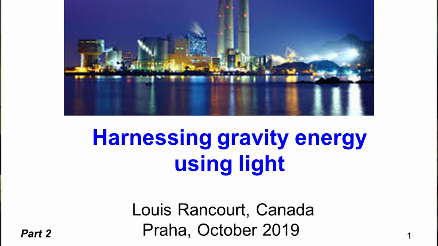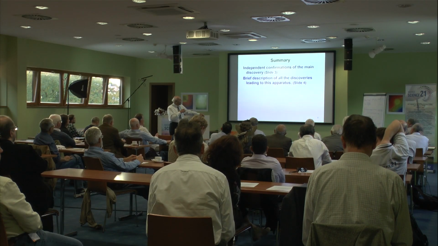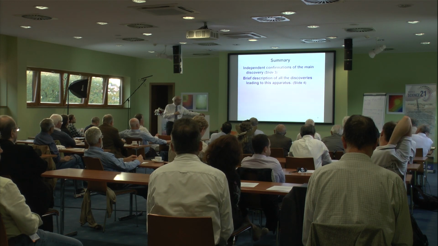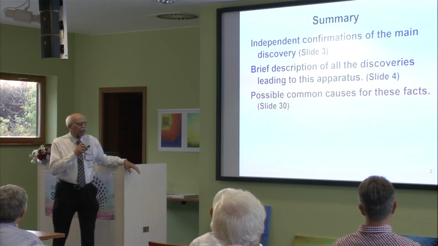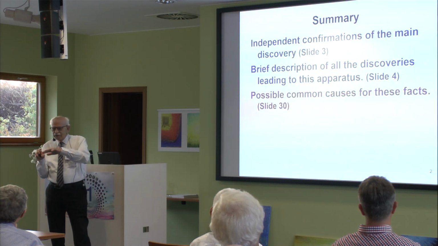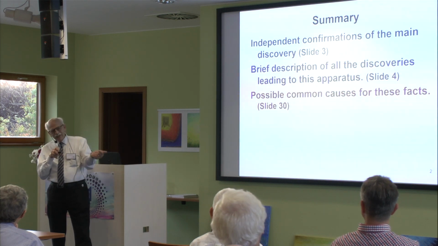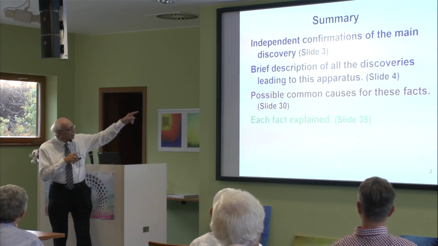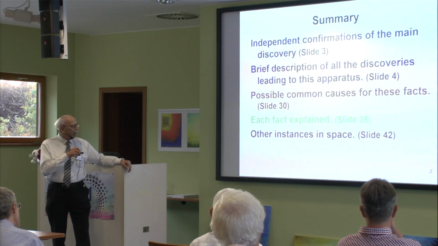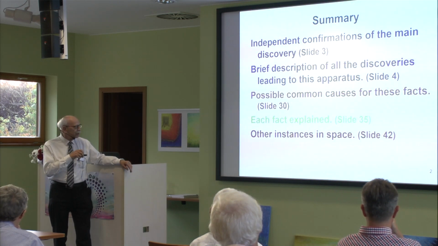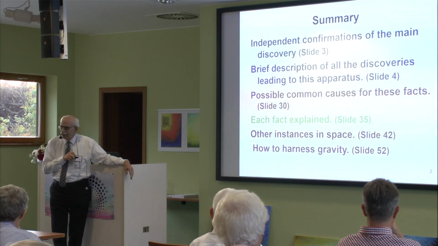The summary: first, I will show independent confirmation of what I've discovered, a description of some of the things I discovered when I did the experiments, and a common factor that was common to everything that I found. And with this common factor, can I explain what I found? And then other instances in space, even if I'm not an astronomer, and then how to harness gravity, okay?